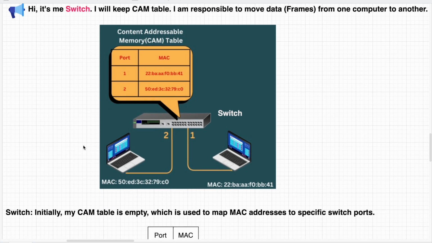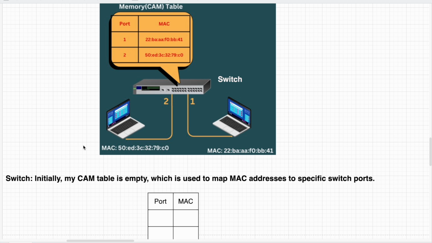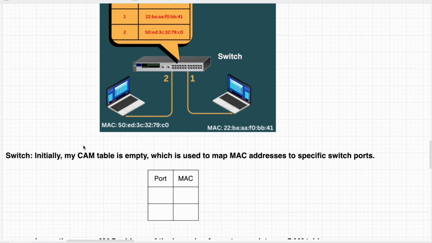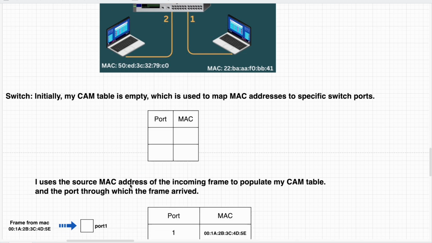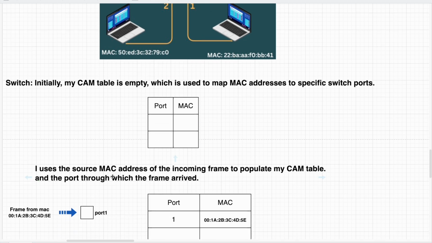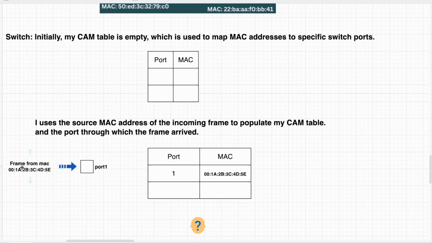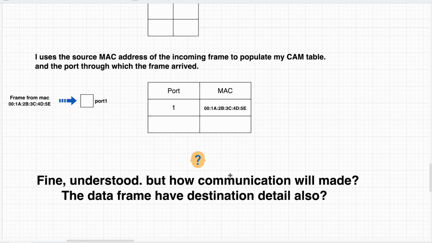Okay, let's see next. The switch is saying, initially my CAM table is empty, which is used to map a MAC address to a specific switch port. Initially it's empty, see. Then I use the source MAC address of the incoming frame to populate my CAM table, along with the port through which the frame arrived. Here the frame is coming through port 1, so it makes an entry of port 1 and its MAC address. Okay, fine, understood.